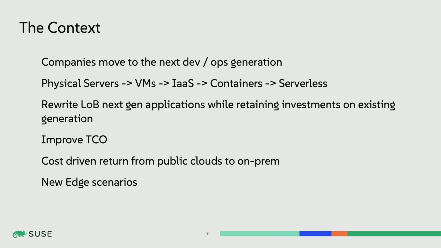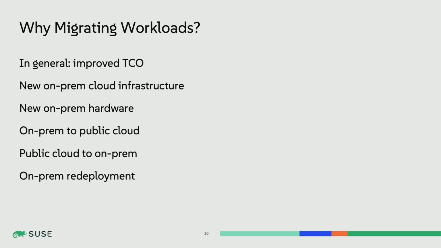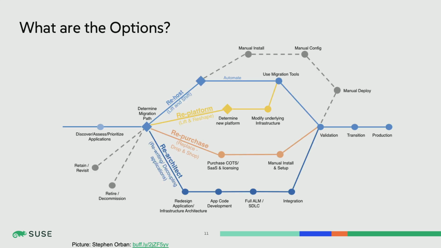There are also cloud-driven returns from public clouds to on-prem and vice versa. There are new edge scenarios. There are a lot of scenarios why you might want to migrate. New on-prem hardware, for example, on-prem to public cloud to on-prem redeployments. There are so many different scenarios. For example, in the case of VMware, you're simply transitioning from one platform to a new one. There are many options: rehosting, replatforming, repurchasing, re-architecting, and so on, right?